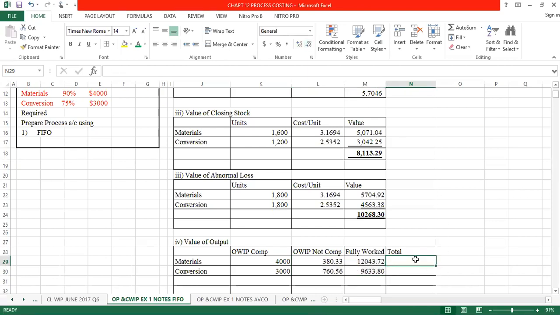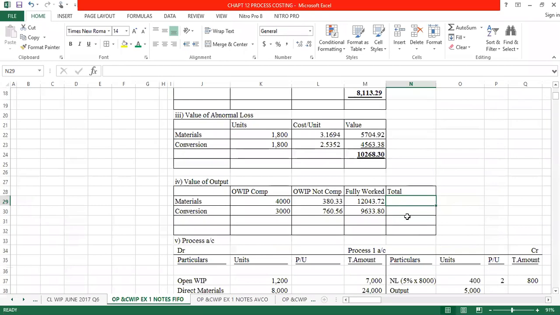So we have that. So what is the total of materials? The total of materials is 4,000 plus 380 plus fully is that. Total of conversion is 3,000 plus 760 plus 9 is that. So when you add the two, this plus that, what do you get?